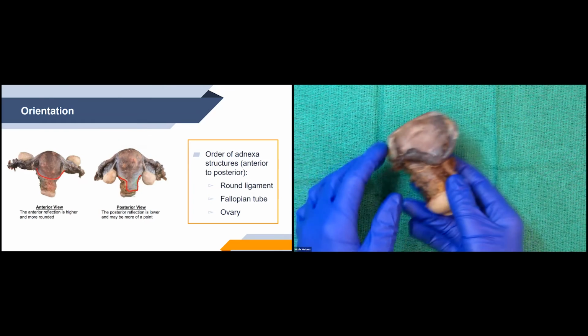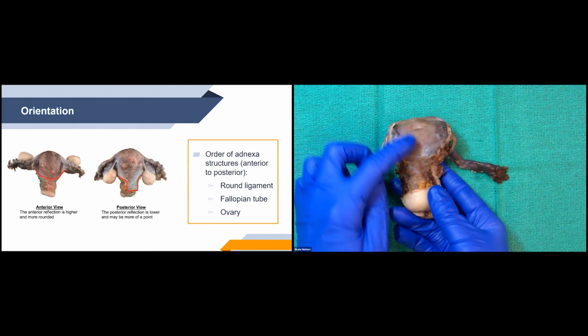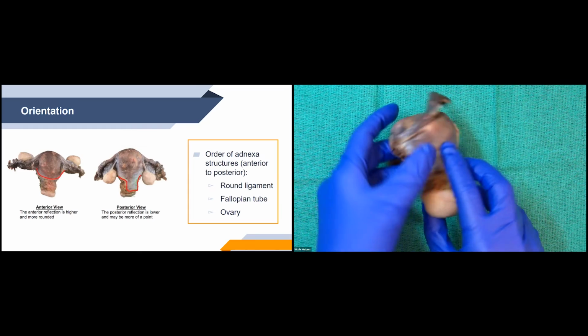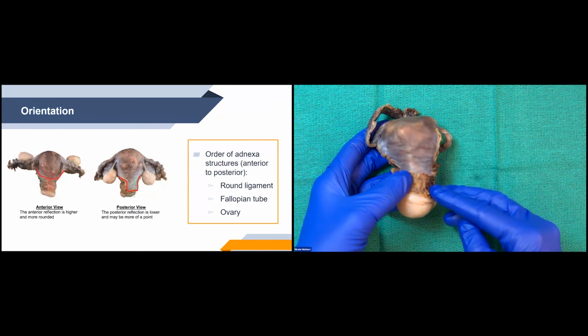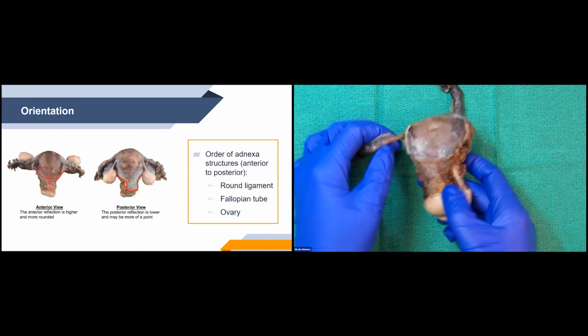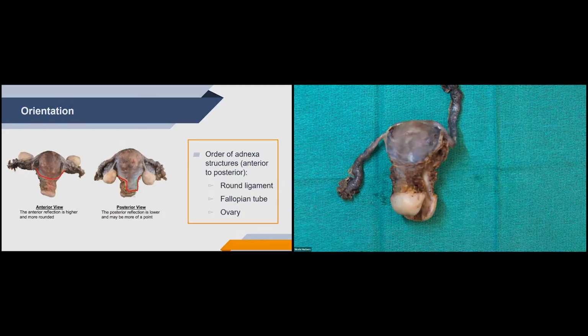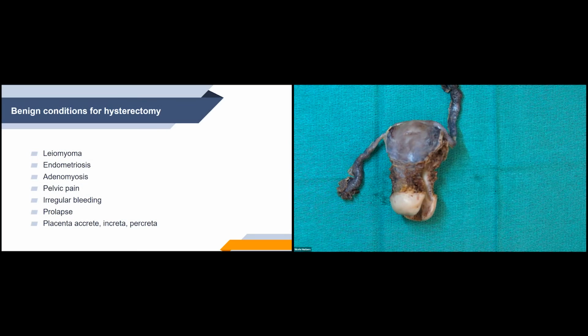So for our specimen, we have our anterior and then posterior. So our specimen today is a benign hysterectomy specimen out for pelvic pain.